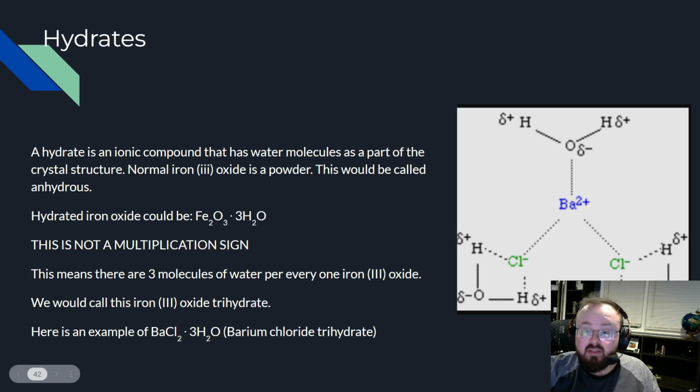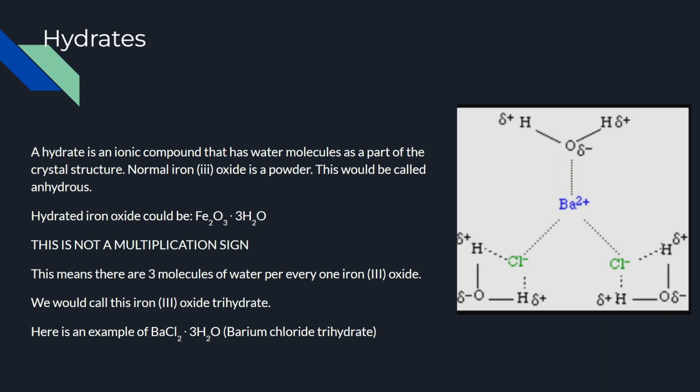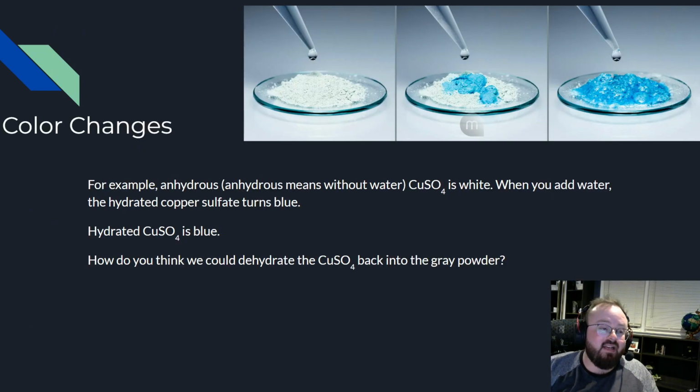And then we use the prefixes: the mono, di, tri, etc. And we use the term hydrate. So I'm hiding the cover of this, but this is barium chloride, BaCl2, and there are 3 water molecules. So we call it barium chloride trihydrate, tri meaning 3, right? And this idea is that when we add water to something that's anhydrous, and the prefix an means without, so anhydrous is without water, we can have a color change like this.